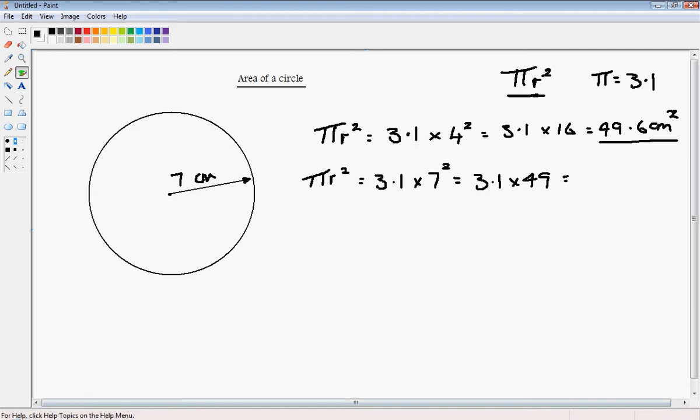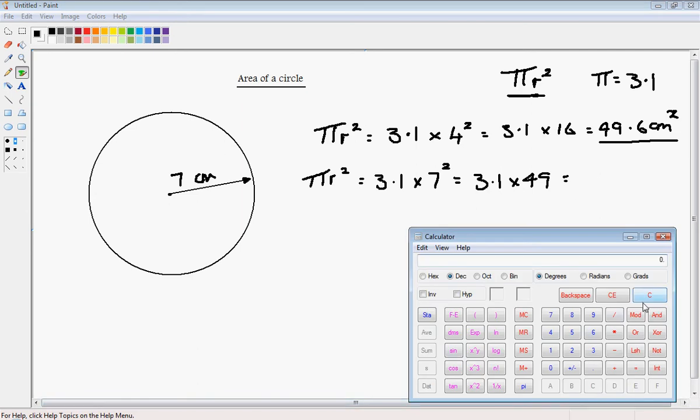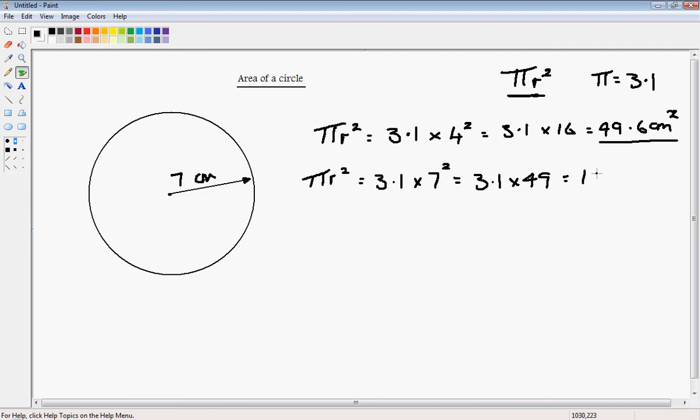Then we can go to our calculator. Clear. So we have 3.1 multiplied by 49 gives us 151.9. So we get 151.9 centimeters squared. Units are very important in the exam.